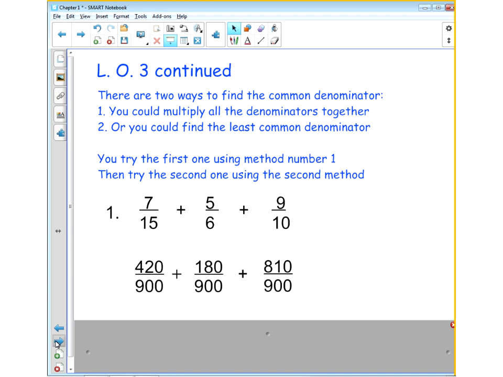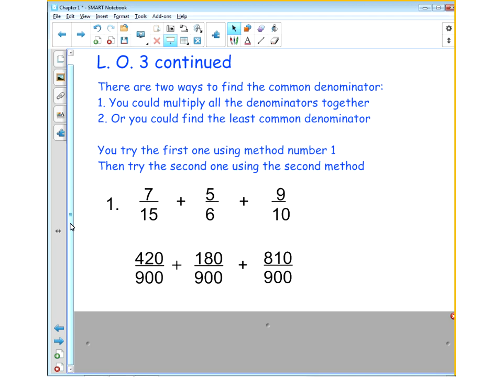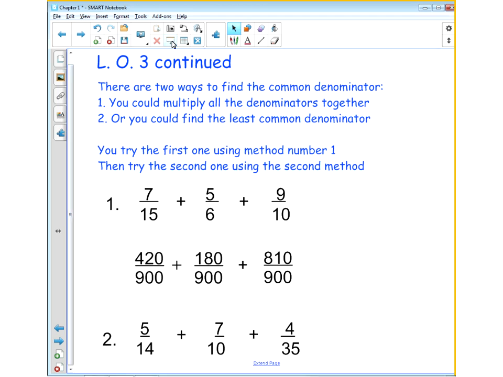All right, so we've got 7/15 plus 5/6 plus 9/10. If I multiply all the denominators together, that comes out to be 900. So that would be 420 over 900 plus 750 over 900 plus 810 over 900. Well, that's not impossible to do with a calculator or even by hand. That's a little weighty. Let's try it by finding the least common denominator.